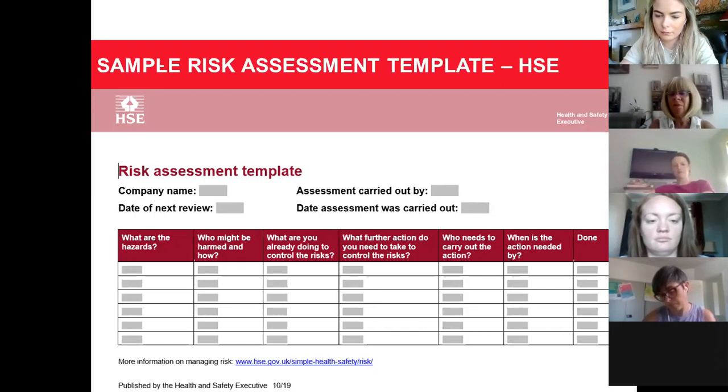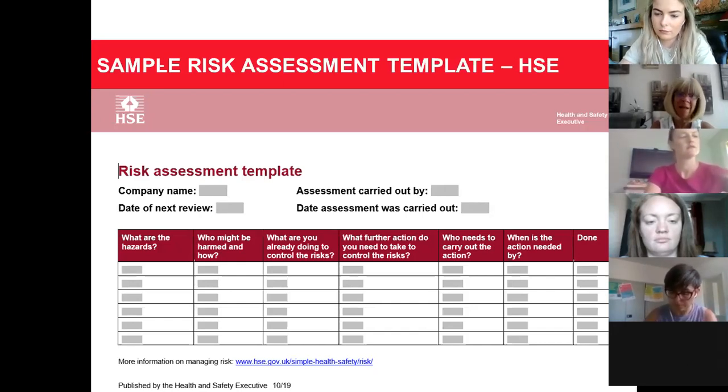Next column is quite self-explanatory. When is the action needed by? I'm sure many of you will, if you've not already, want to start putting together a timetable for your return to work. So in order to support that, you need to make sure that actions you've identified as needing to be implemented have deadlines attached to them so that you know that the control is in place, ready for when people return to work.